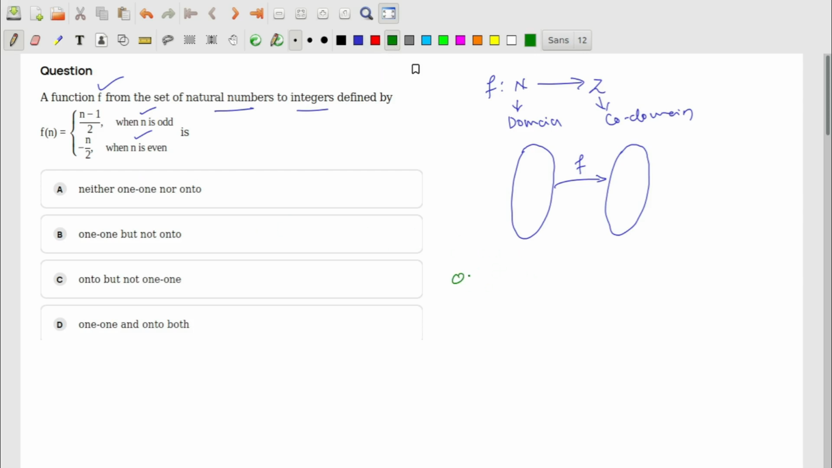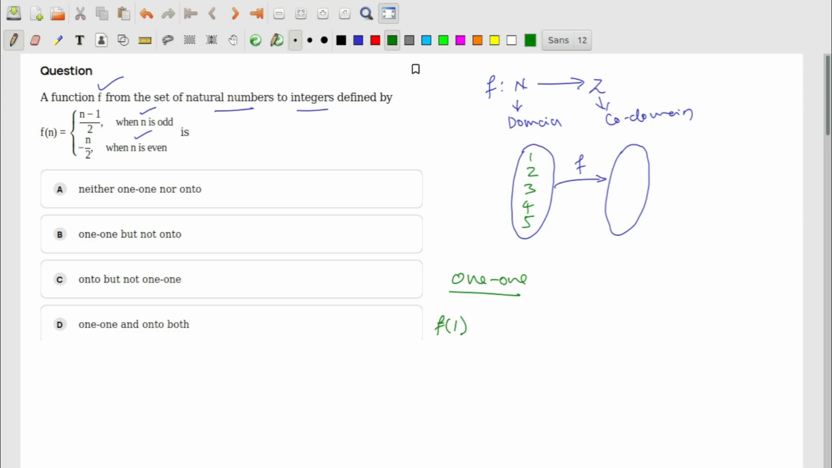Now to check for one-one, you need not go for the conventional method that you used in your theory exams. It will take a lot of time. Instead, I will go for the trial and error method. We have all the natural numbers here, 1, 2, 3, 4, 5 till infinity, and here all the integers. See here, when n is odd, you need to take (n minus 1) by 2.